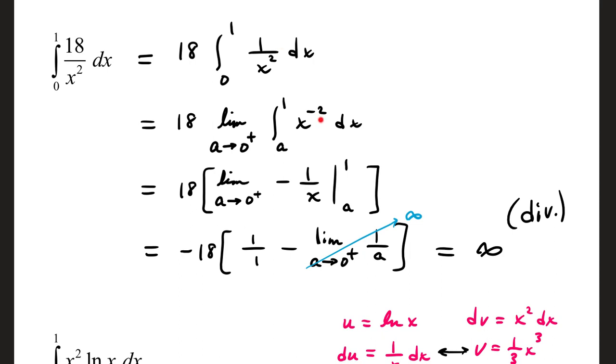This fraction can be written as x to the negative 2. Add 1 to the power, divide by the result, and that gives us negative 1 over x. I'm going to pull this negative out front with the 18, and then we have 1 over 1 minus 1 over a, and that's the one that'll catch the limit. The smaller this denominator gets, the larger that fraction gets overall. So that's infinity, negative 18 times 1 minus infinity is infinite. So we have a divergent integral.